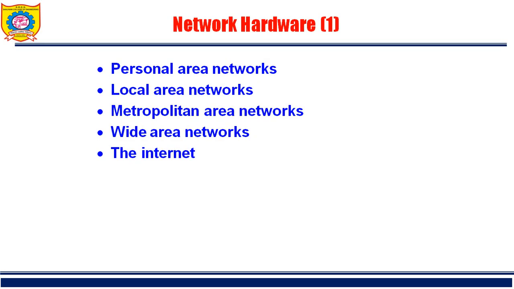Now the next thing is network hardware. Up to this point we have seen what is meant by a network and why a network is required. Now we have to see how a network gets formed. Basically, a network can be defined with personal area networks, local area networks, metropolitan area networks, wide area networks, and what today we call the internet. We'll see the details of this later on.